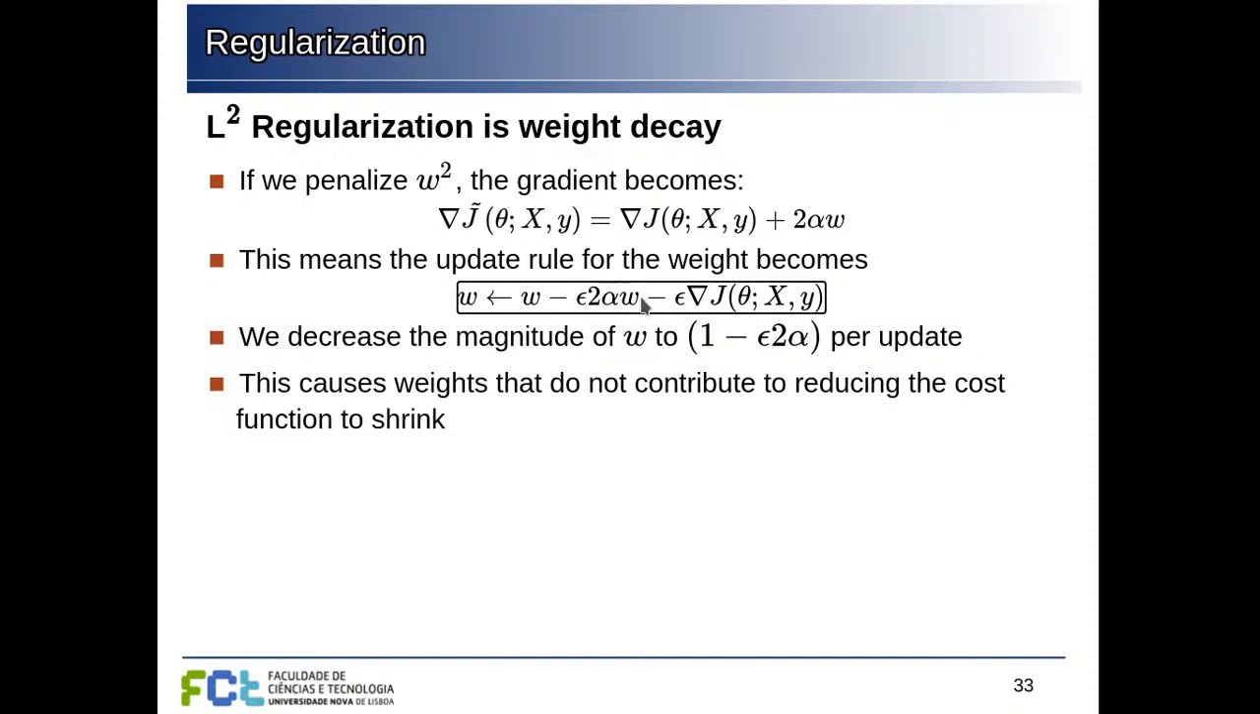And this makes the weight decay, because if the weight is not contributing to the gradient, let's suppose that this is 0 and that particular parameter is irrelevant, the parameter will tend to shrink over time during training. So L2 regularization in neural networks is also called weight decay, because it tends to shrink those weights that are not contributing to minimizing the loss function.